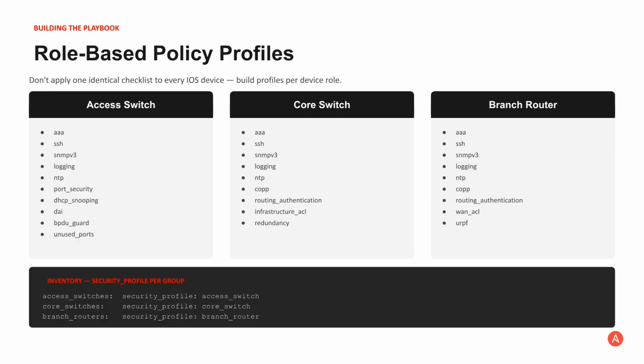Role-based policy profiles are key. Rather than applying a single checklist everywhere, we assign a security profile to each inventory group. Access switches, core switches, and branch routers have different security requirements. This method keeps our playbooks clean and ensures each device is only audited for the features it actually uses.